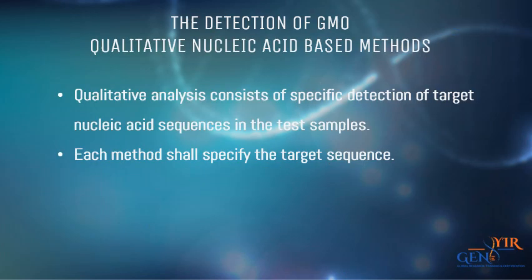The detection of genetically modified organisms, qualitative nucleic acid-based methods. Qualitative analysis consists of specific detection of target nucleic acid sequences in the test samples. Each method shall specify the target sequence. A qualitative result shall clearly demonstrate the presence or absence of the genetic element under study, relative to appropriate controls, and within the detection limits of the analytical method used, and test portion analyzed.